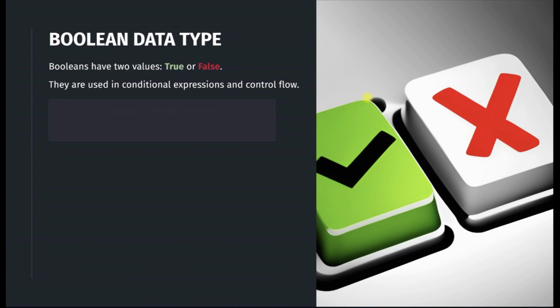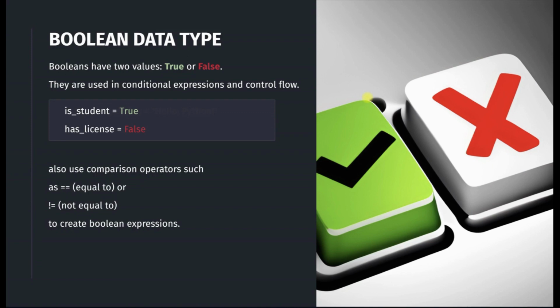To create a Boolean value in Python, you can use two keywords, true and false. Here is an example: is_student equal to True is one kind of Boolean data type, and has_license is equal to another Boolean data type. For example, x equal to True assigns the value True to the variable x. You can also use comparison operators such as equal to or not equal to create Boolean expressions. For instance, x equal to y returns True if x is equal to y; otherwise, it returns False. So this is how a Boolean data type works. We will explain in detail when we discuss the Boolean data type. So that's it about the Boolean data type.